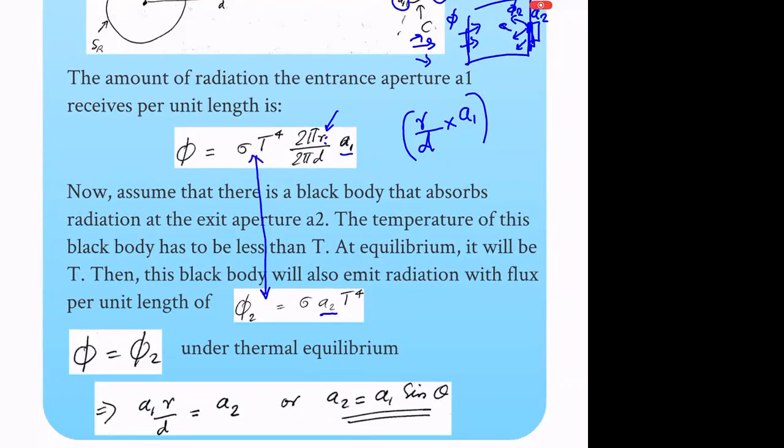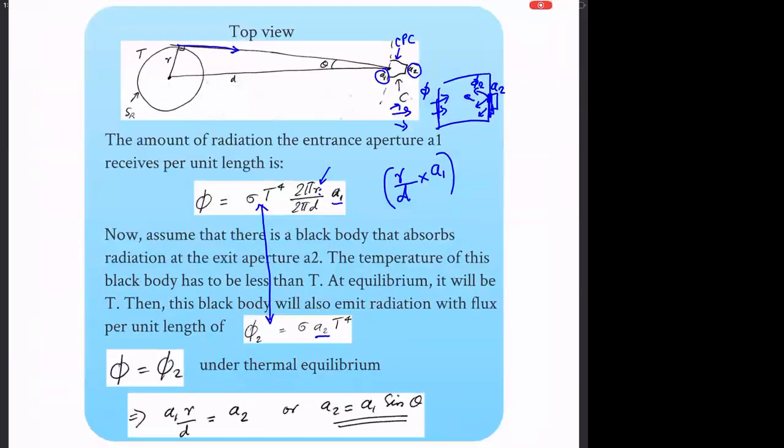And I get a very nice simple expression: A1R over D is A2, or A2 equals A1 sine theta, which is exactly the same as what we saw before. So now, from purely thermodynamic considerations, we have proven what we proved in the last 10 minutes or so with purely geometric considerations, which is not a rigorous proof, but is another way to show that the CPC is an ideal concentrator.